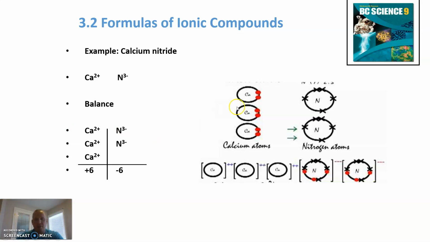Here's a Bohr diagram of that. So basically, this calcium gives 2 electrons to this nitrogen. This calcium gives an electron to this nitrogen, so it's full, and then an electron to this nitrogen. And this calcium gives its 2 electrons to this nitrogen, and they all balance. So to write this formula, we see we have 3 calcium, so it'd be Ca3. And we have 2 nitrogens, so it would be N2.